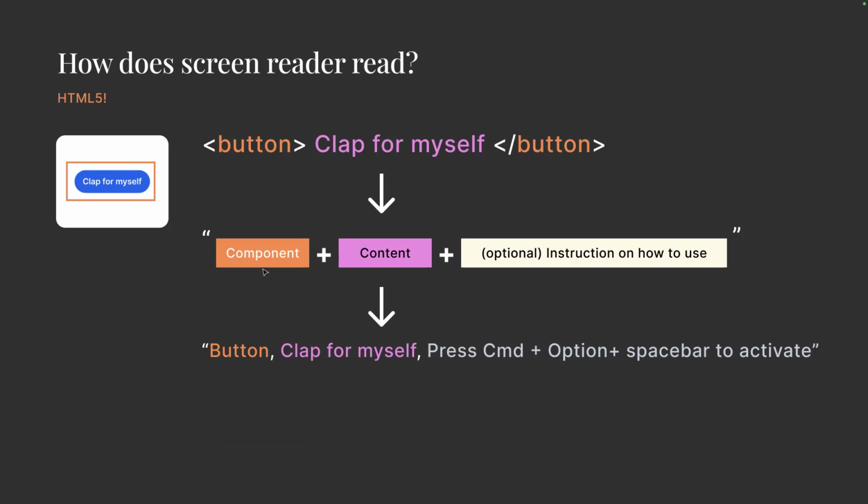So this will be the component, which is the button. It also talks about the content, "clap for myself," and the optional instruction on how to use it, which is "press Command Option spacebar to activate." That's how a screen reader knows how to interact with HTML5 elements.